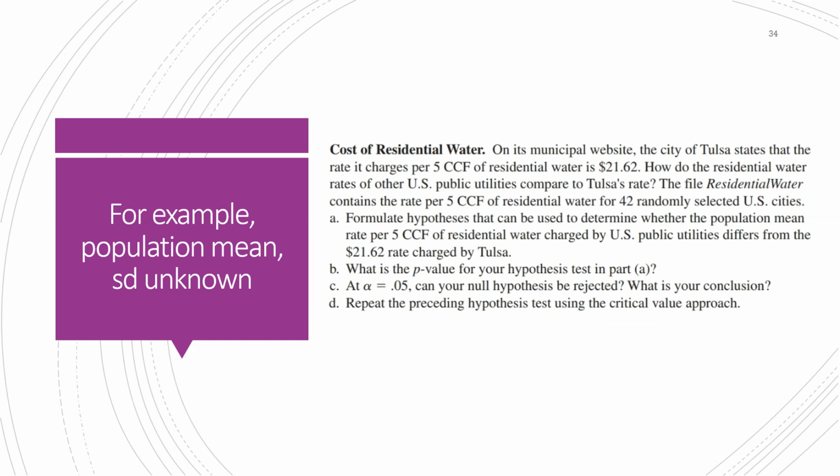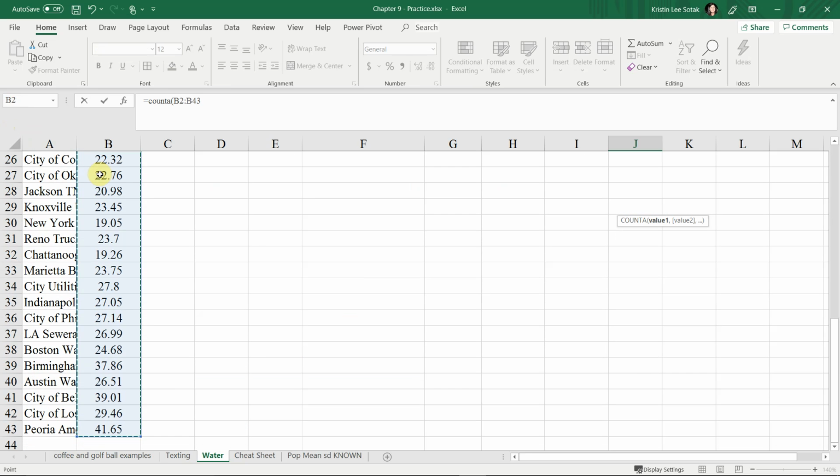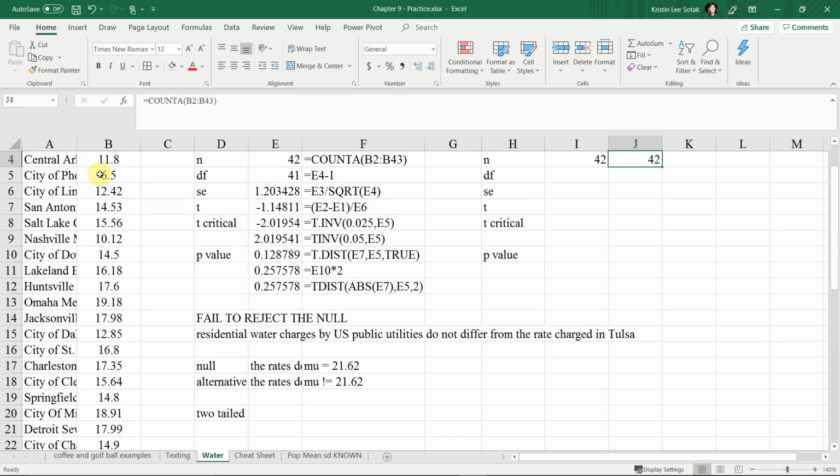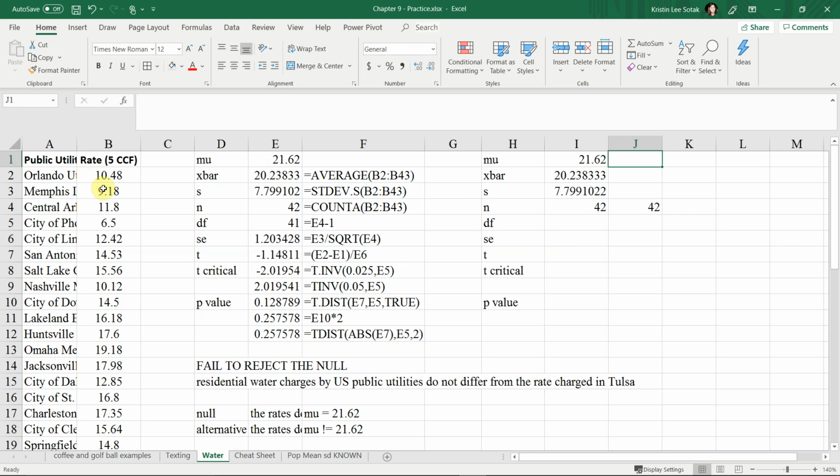Let's test it. The sample size is 42. That's given to us. Remember, we could also use the COUNTA function if we weren't given the sample size. COUNTA just counts all of the cells that have something in them, so that gives us 42 as well. Just remember, if you have missing data, so if Memphis here was just empty, that wouldn't be included, so that might affect your total sample size. So just be aware of little things like that.